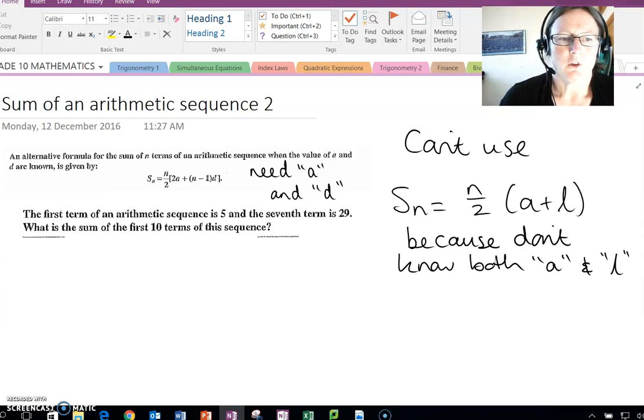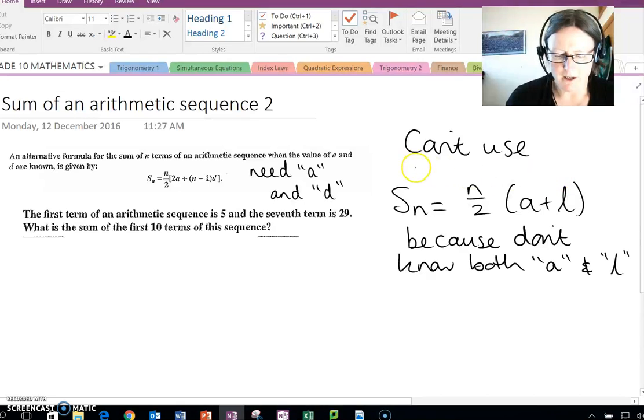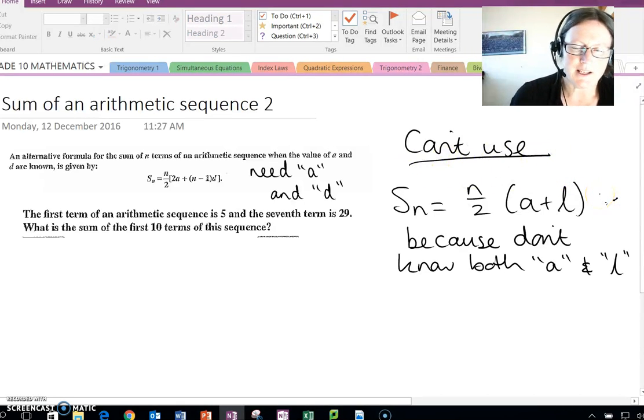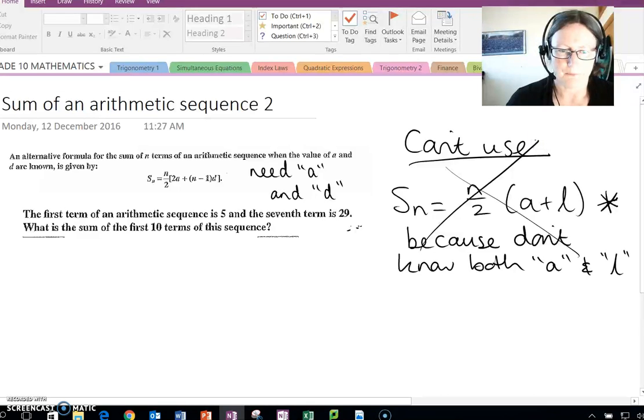Okay, we are now going to look at an alternative formula for the sum of an arithmetic sequence. The reason we need an alternate formula is that we can't use this formula here, because in the example we're going to do, and in some cases, if we don't know the first term and the last term, we can't use that formula. In this case, we know the first term, but we don't know the last term, so we can't use this formula.